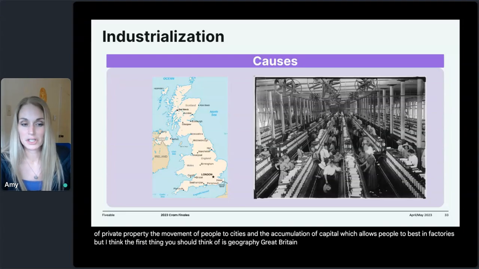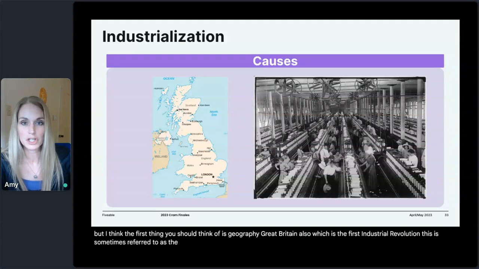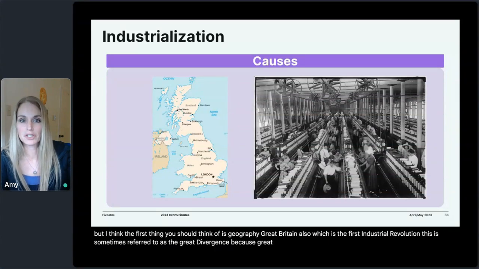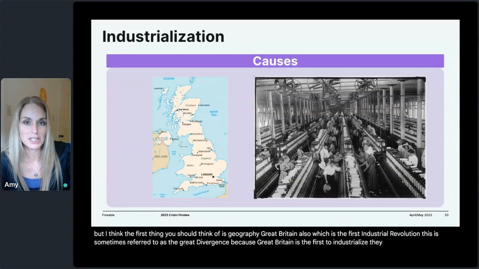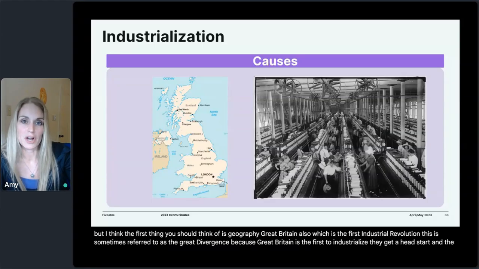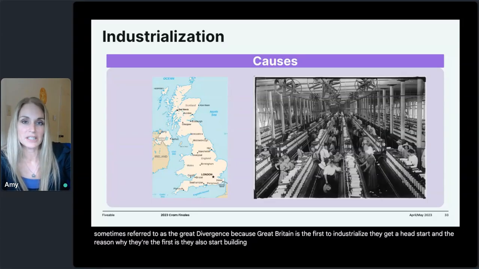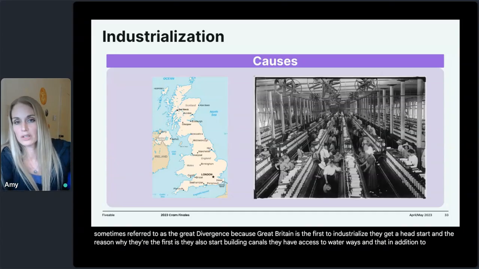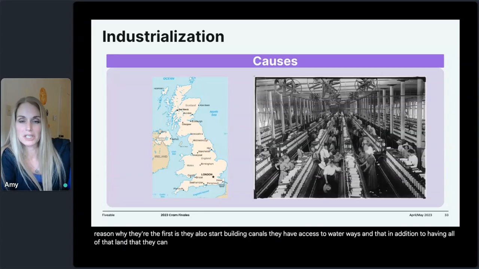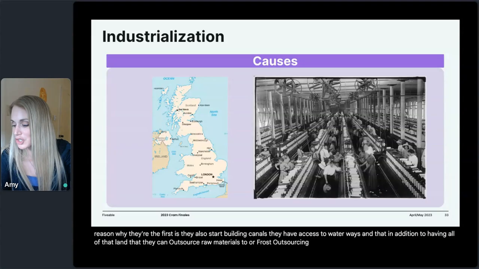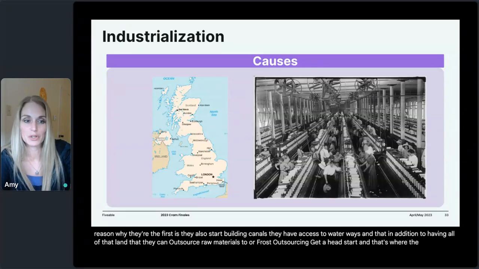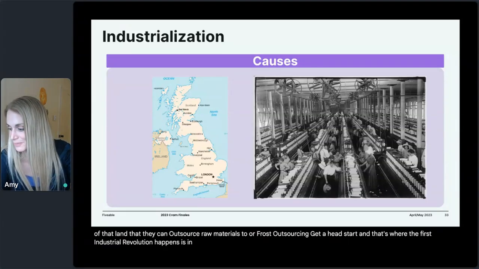Great Britain, which is the first industrial revolution, is sometimes referred to as the Great Divergence, because Great Britain is the first to industrialize. They get a head start. The reason they're first is they also start building canals. They have access to waterways, and in addition to having all of that land that they can outsource raw materials from, they're able to get a head start, and that's where the first industrial revolution happens, in Great Britain.